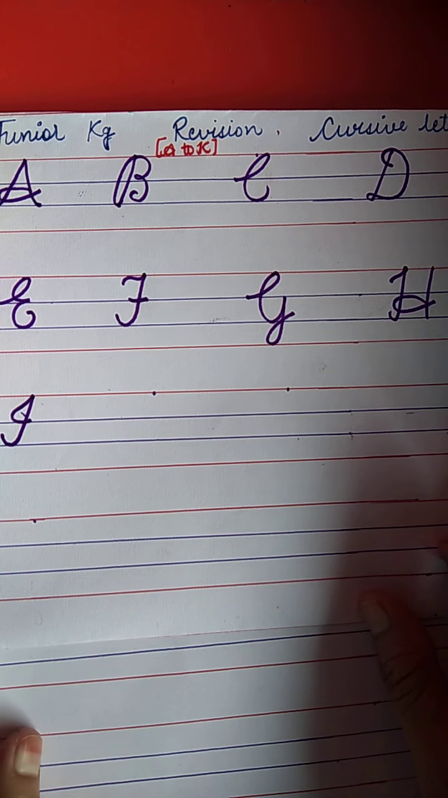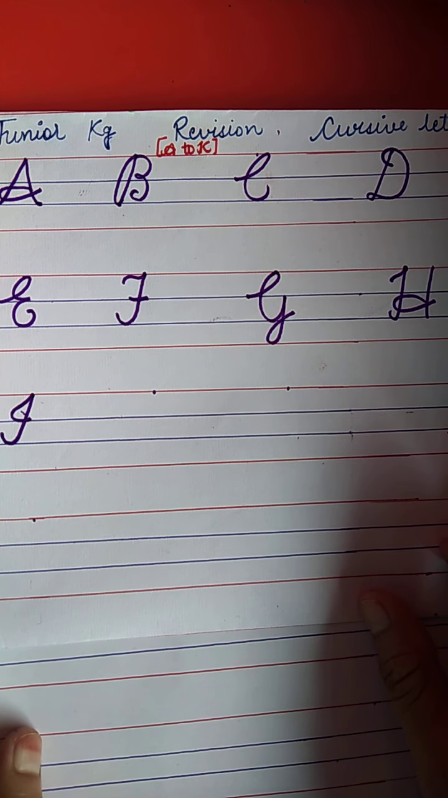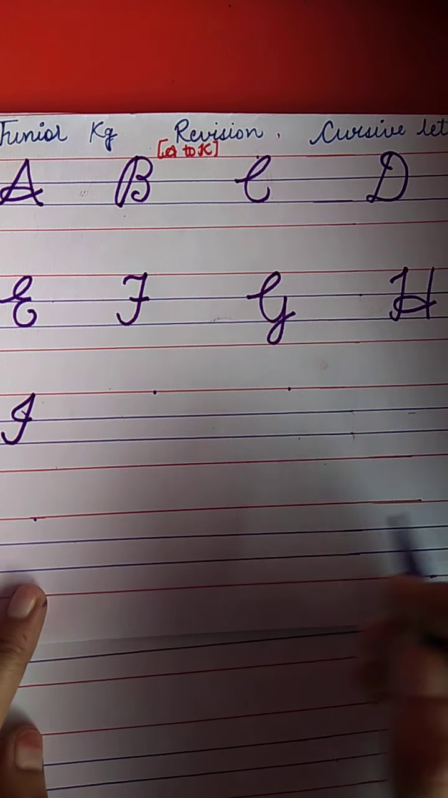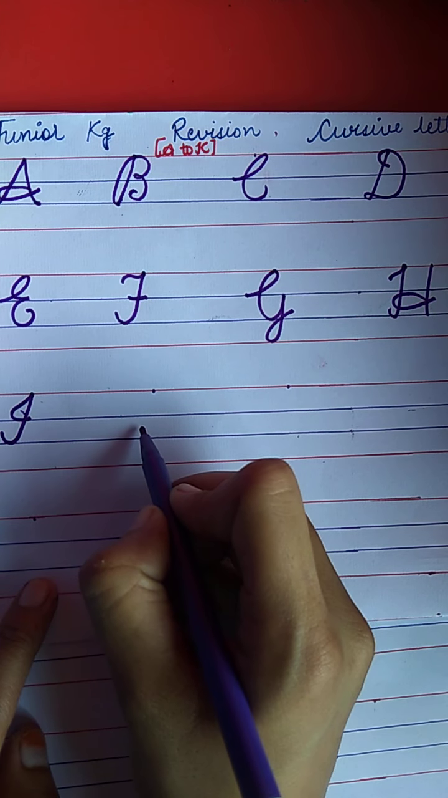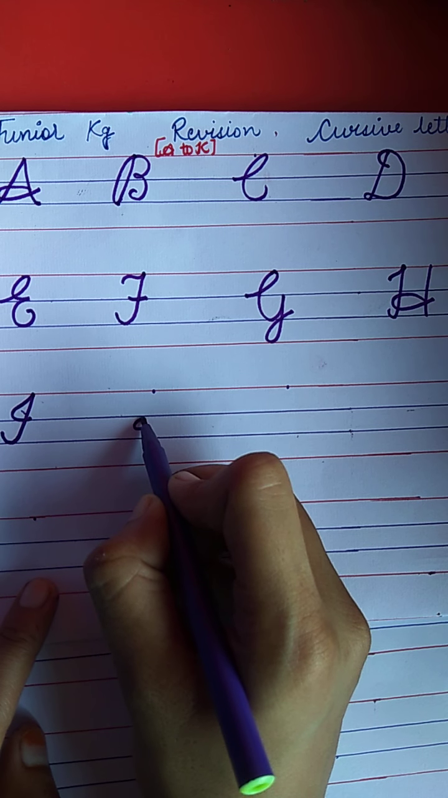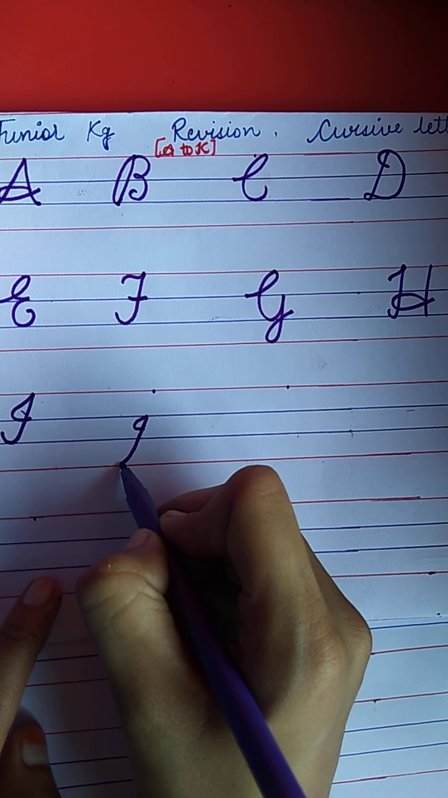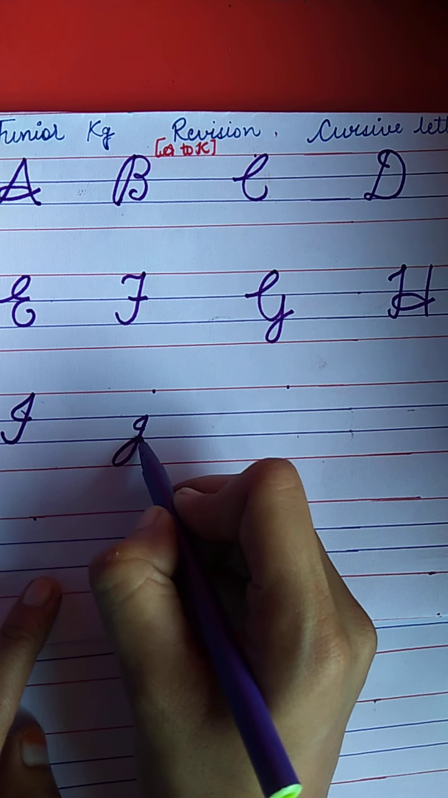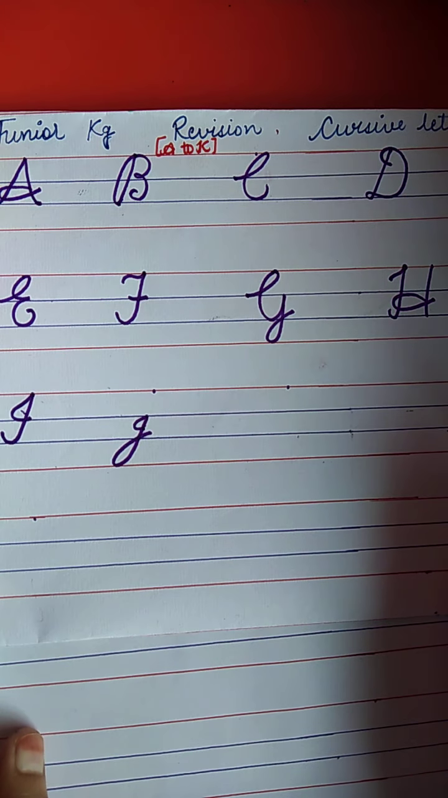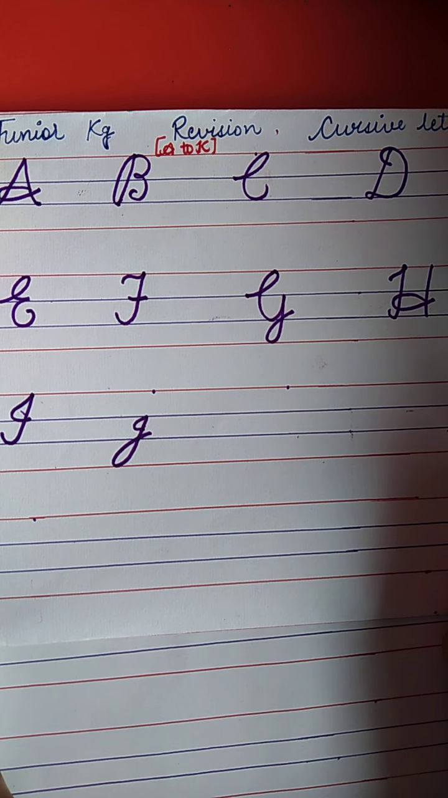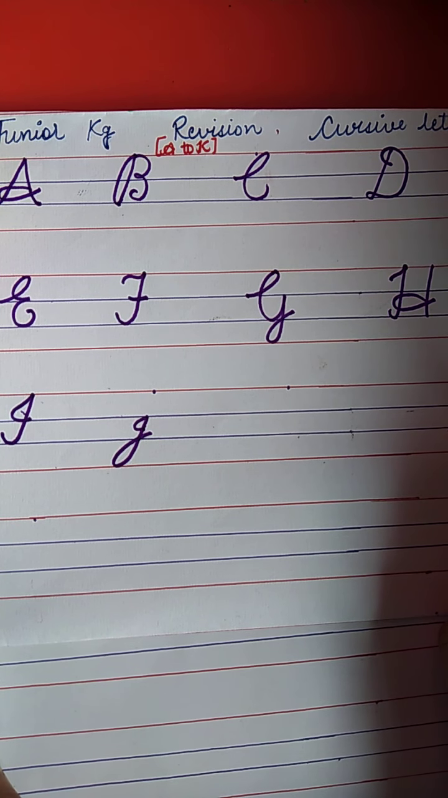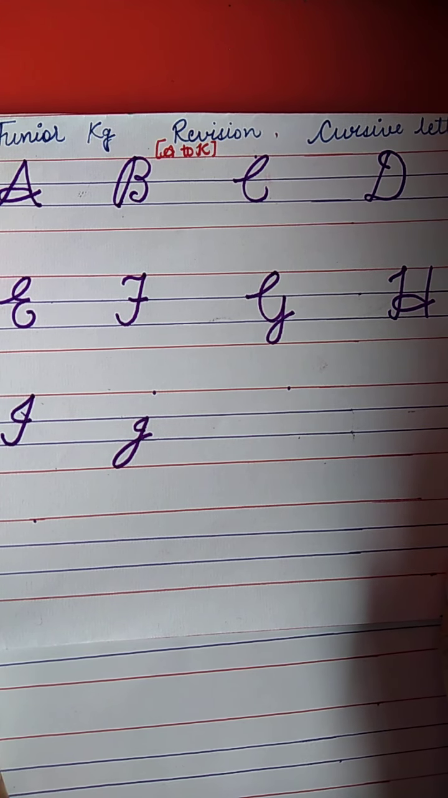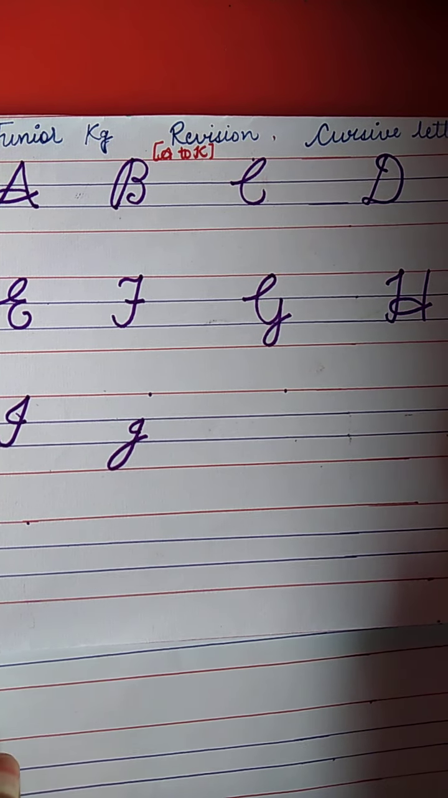Now I for igloo के बाद J for joker. Put your pencil here and draw a curve, a slanting line, again a curve. This is letter J. J for joker. What is the spelling of joker? J-O-K-E-R, joker.